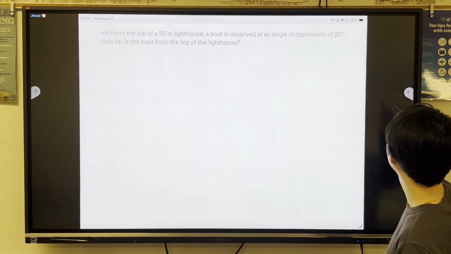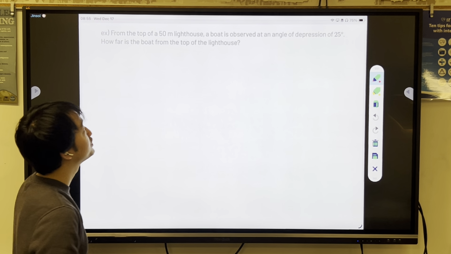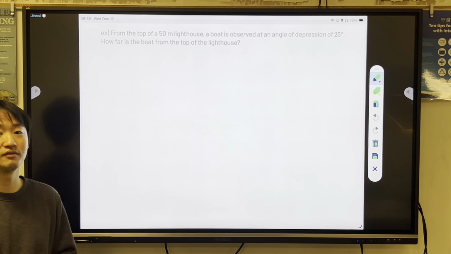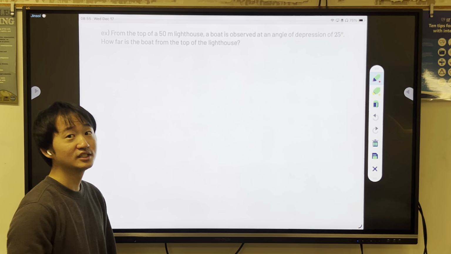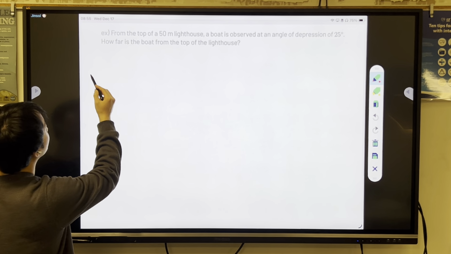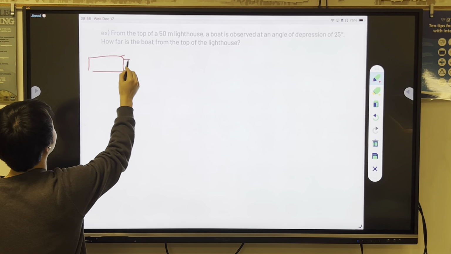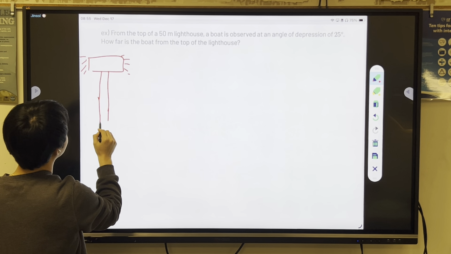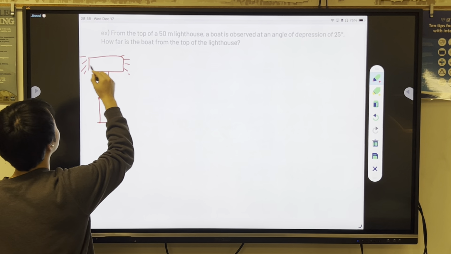Now let's try the second example question. From the top of a 50-meter lighthouse, a boat is observed at an angle of depression of 25 degrees. How far is the boat from the top of the lighthouse? The similar thing, let's first start by drawing the situation. So we have a lighthouse. I'm going to draw a very easy lighthouse. Let's imagine that, I don't know, it's a lighthouse that's 50 meters tall.